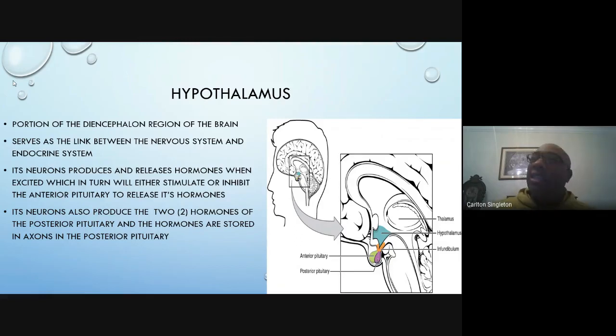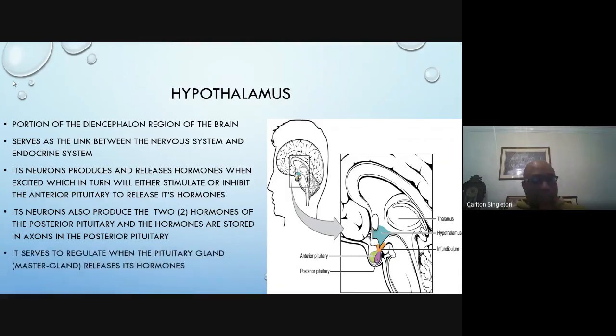Really important difference. They're made in the hypothalamus in two nuclei called the supraoptic nuclei and the paraventricular nuclei. They're made in those two nuclei, and then they move down the axons and they're stored in the axon terminals, which are in the posterior pituitary. The hypothalamus serves to regulate when the master gland, the pituitary, releases its hormones. That's the function of the hypothalamus. The hypothalamus controls the master gland. We know the pituitary is the master gland because it controls almost all the other glands, but the hypothalamus will control it through the release of inhibiting and releasing hormones.